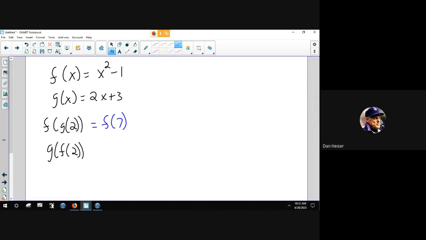Since g of 2 is equal to 7, that result gets plugged into the next function, which is f. And the rule for f says whatever is inside the parentheses gets plugged into this spot. And then we square it and subtract 1. So f of g of 2 is equal to 48.